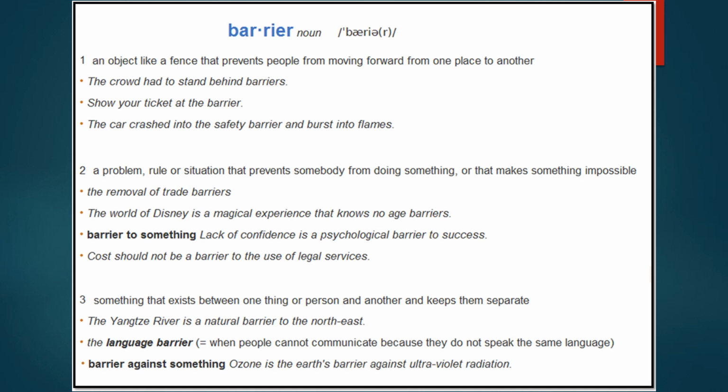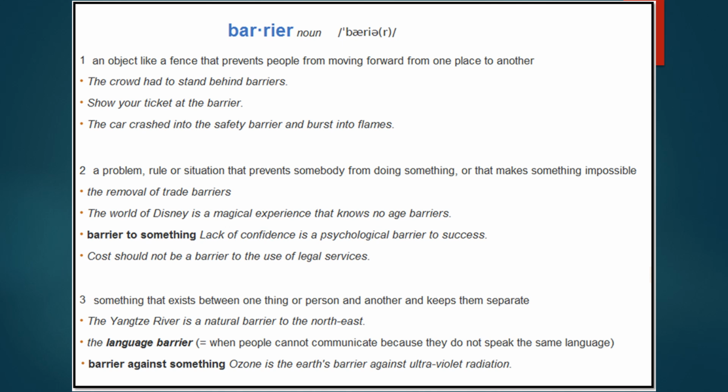Second meaning, a problem, rule or situation that prevents somebody from doing something or that makes something impossible. Examples: the removal of trade barriers. The world of Disney is a magical experience that knows no age barriers. Barrier to something. Lack of confidence is a psychological barrier to success. Cost should not be a barrier to the use of legal services.